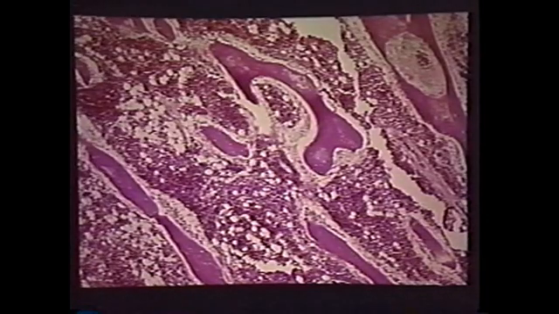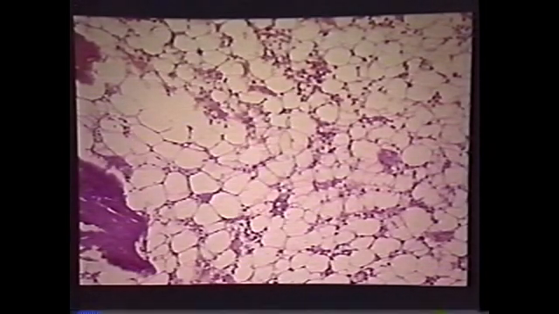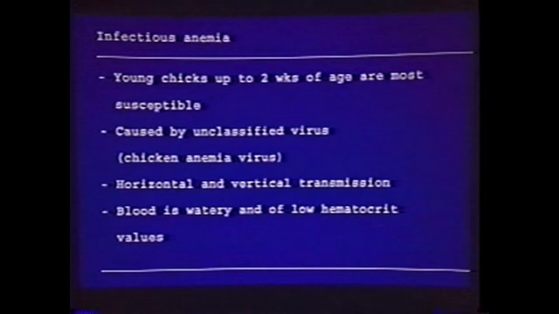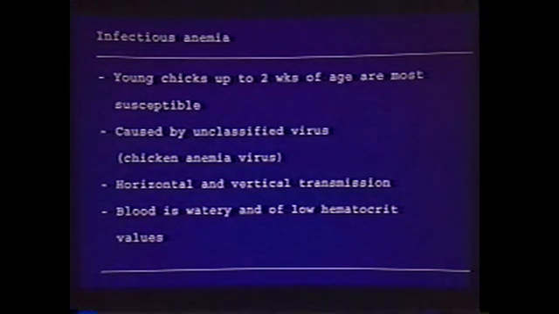Here is a normal bone marrow. You can see a heavy, diverse population of cell lines. Here is the one from chick anemia virus. It's almost wiped out. There are not many cells, and instead there are fat cells, a few cells here and there. That's what it does. It causes damage to all cell lines in the marrow. The blood will be watery. The hematocrit will be low. The bird is very anemic. That's why sometimes it's also called infectious anemia, or at least I've heard of that.